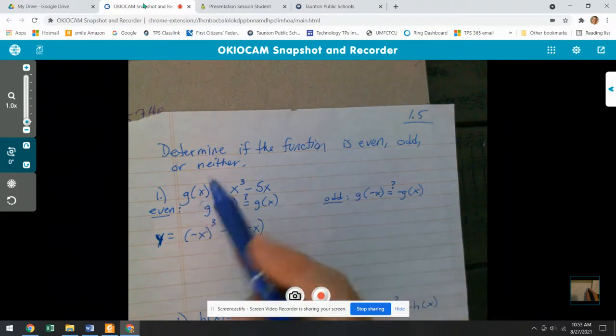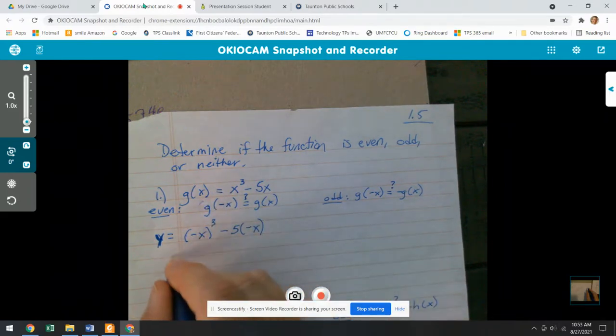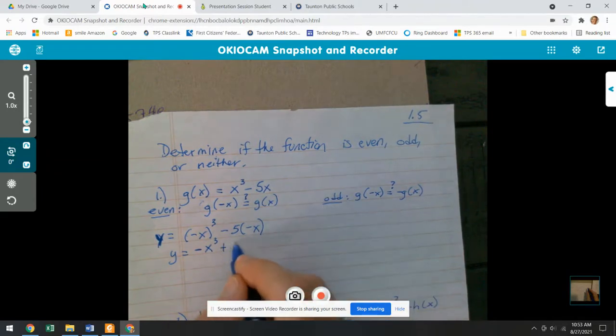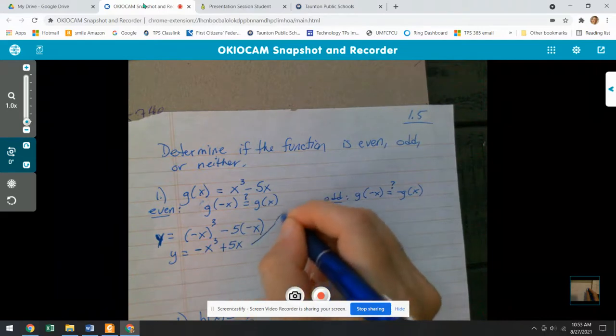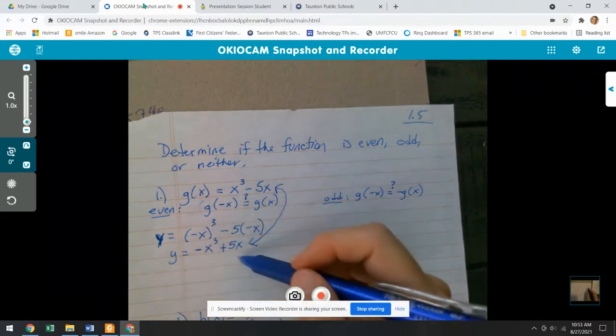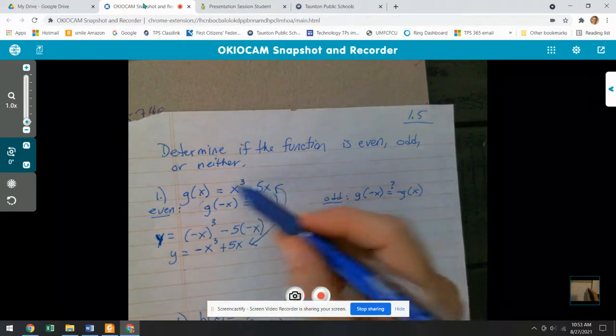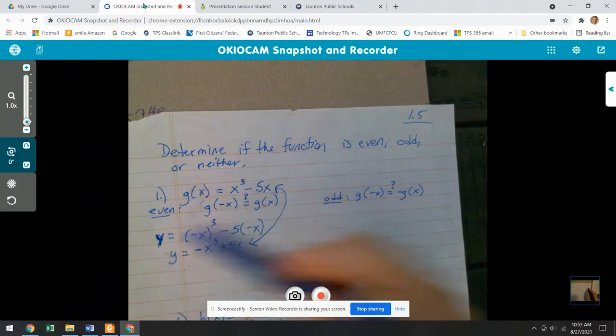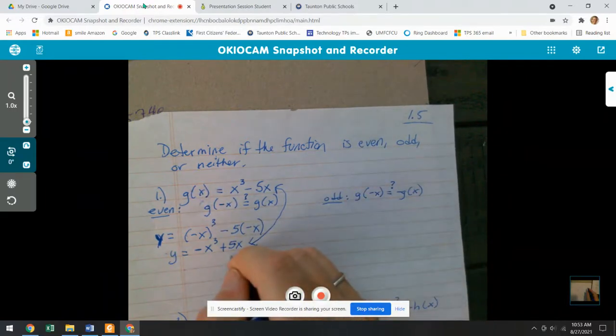On the right-hand side, if we cube something that's negative, it's going to turn out to be negative. And then we have negative 5 times negative x, so that's going to be a positive 5x. And then remember again, for symmetry, what we're doing is, are these two things equal? This is our simplified version. This was our original. Well, we can see that the signs have changed on the right-hand parts of our equation, but not on the left. So we know that this is not even.